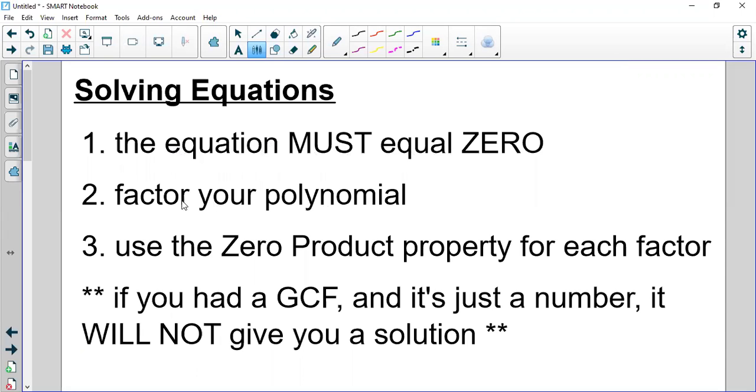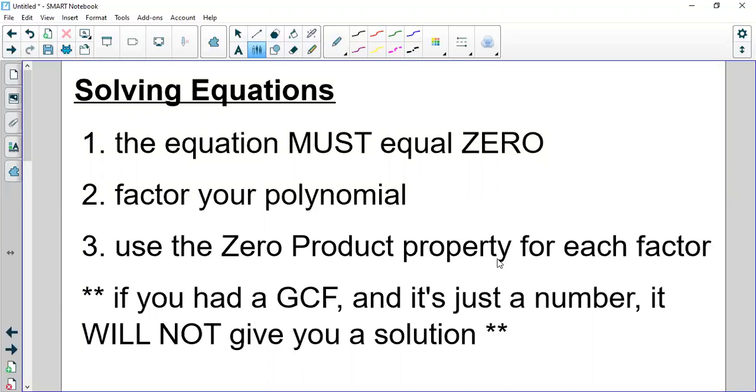And then once we do that, we factor the polynomial we have any way we are able to factor it. And then we use that zero product property, because once you make your factors, they're multiplying to equal 0. One of those factors has to equal 0. So we use the zero product property for each factor to solve each factor separately.